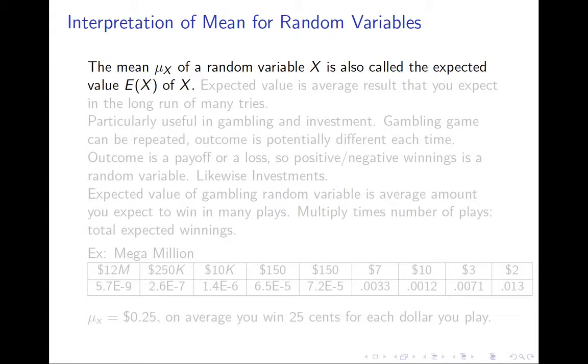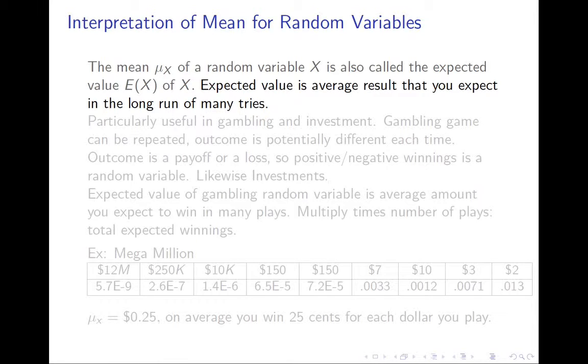The mean, mu sub x of a random variable, is also called the expected value of x, and is also written capital E parentheses x. This is the sort of probability theory language, which is different from the statistics language, as so often happens in this quirky field. We've already said that that quantity, expected value, is the average result you would expect in the long run of many tries.